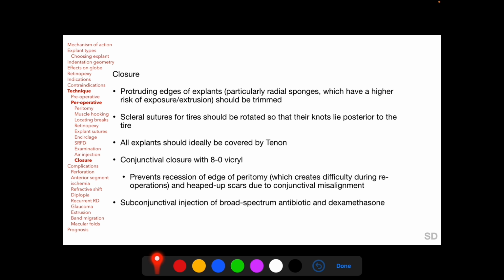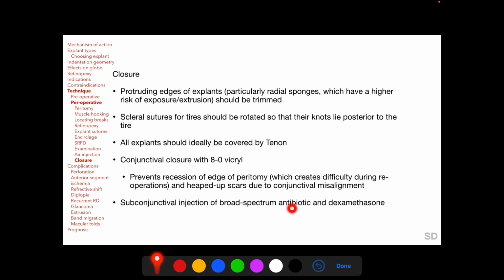Finally, protruding edges of explant should be trimmed and scleral sutures for tires should be rotated so that their knots lie posterior to the tire. All explants should ideally be covered by Tenon's, if required by suturing the Tenon's, and the conjunctiva closed with 8-0 Vicryl suture. This prevents recession of edge of the peritomy, which creates difficulty during reoperations.